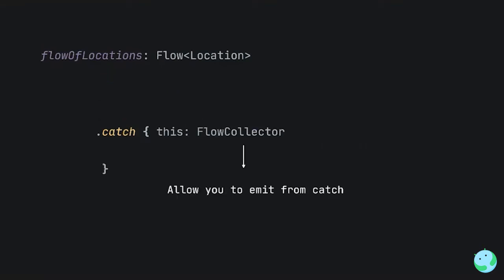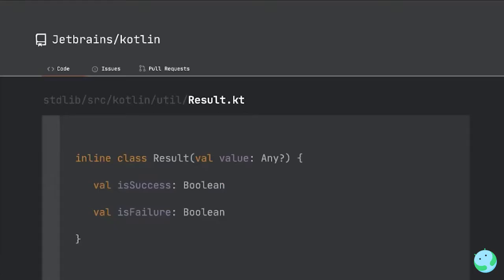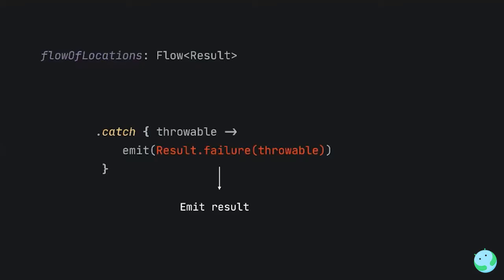What it provides you with is this interface called a flow collector. A flow collector has a method to emit something. It also gives you the throwable, what exception occurred. You could make a decision whether you want to emit something or not. One way to handle this is to use a type that was added in Kotlin called a result type that encapsulates a value, whether it was successful or a failure. So what you could do is update this flow to return some type of a result.